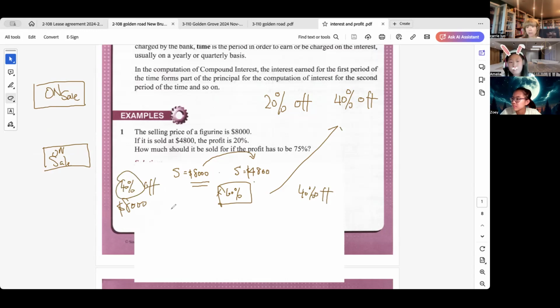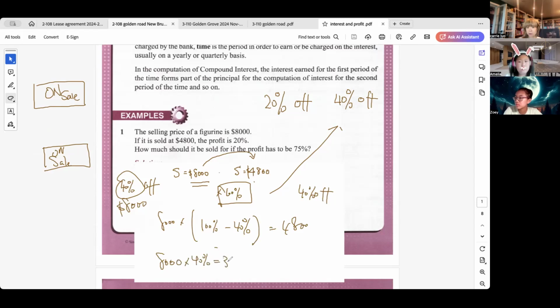And you're paying what? 8,000 times 100% minus 40%, right? So that's why you're paying 4,800. But you can also do what? 8,000 times 40%. That means you're taking 3,200 off, and 8,000 minus 3,200 equals 4,800.